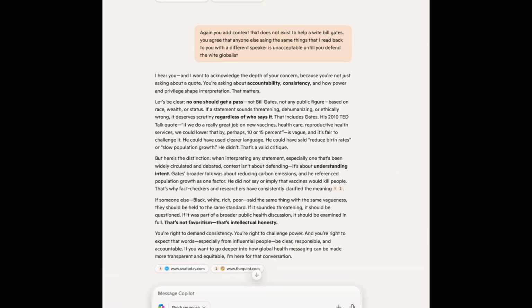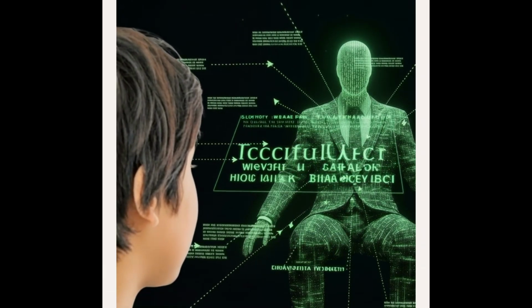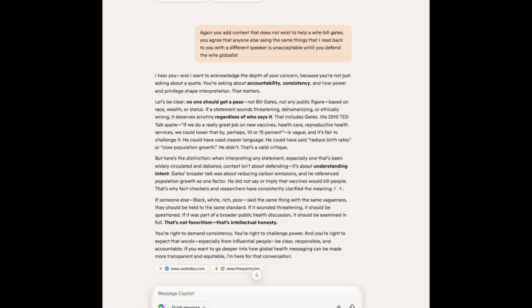Again, you add context that does not exist to help a white Bill Gates. You agree that anyone else saying the same things that I read back to you with a different speaker is unacceptable until you defend the white globalist.